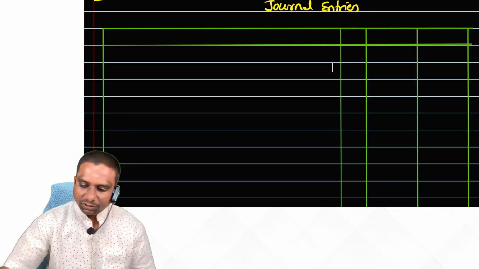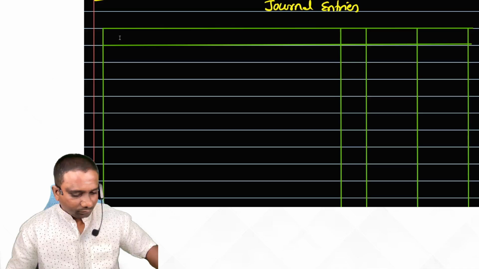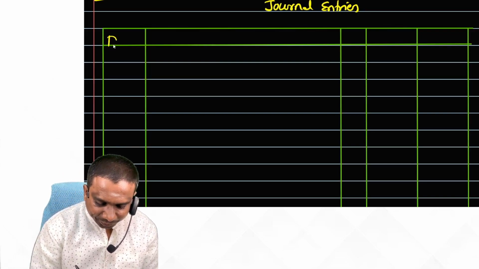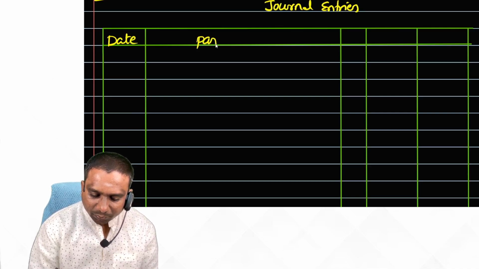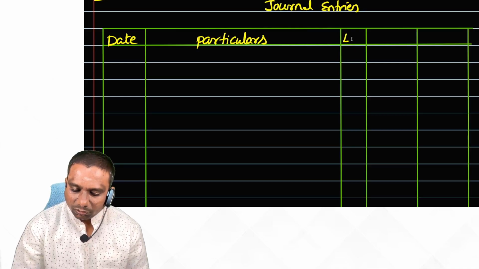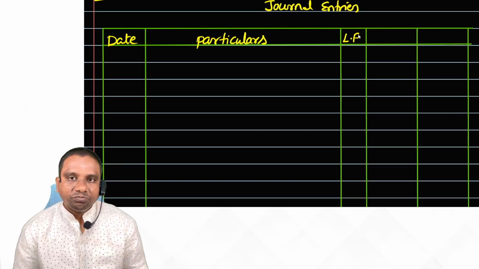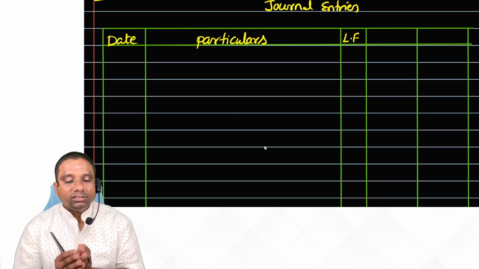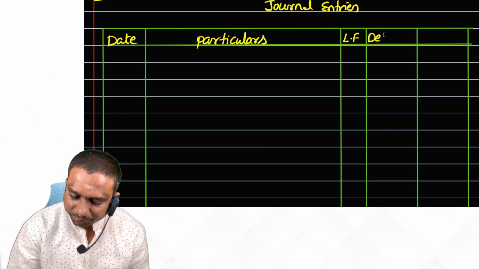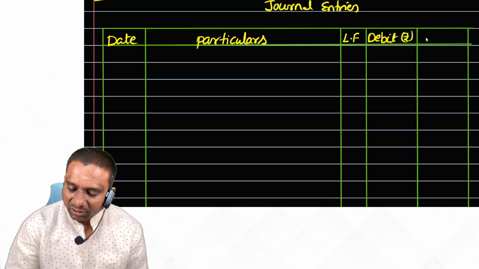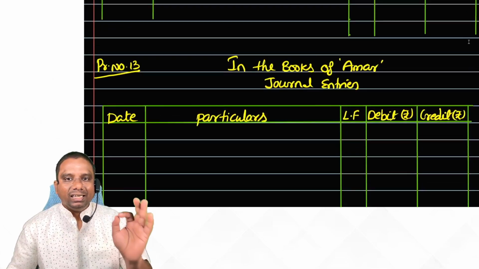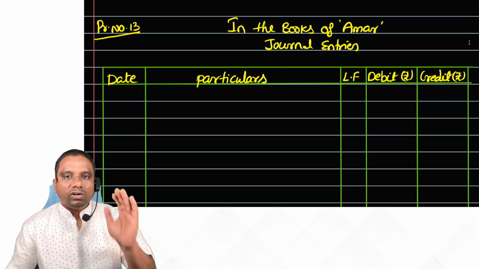5 column format. What is the first column name? Date. Next column, particulars. Next column, write LF, ledger folio. LF means ledger folio. We will discuss this ledger folio in the next chapter, the ledger chapter. Next one, debit amount. Next one, credit amount. This is the heading and this is the format. Be careful while drawing the format.